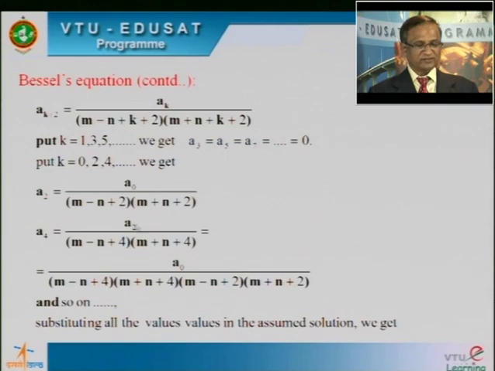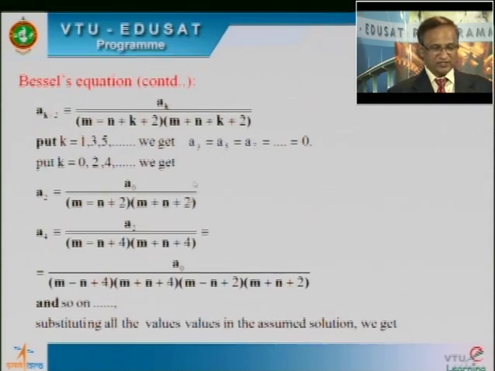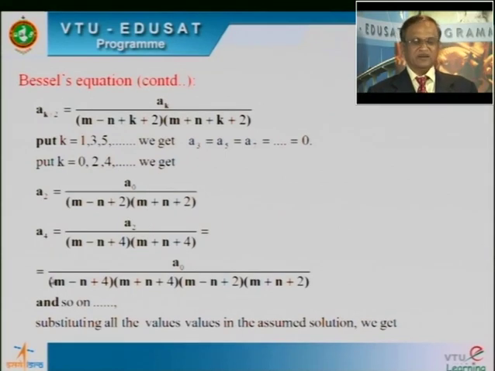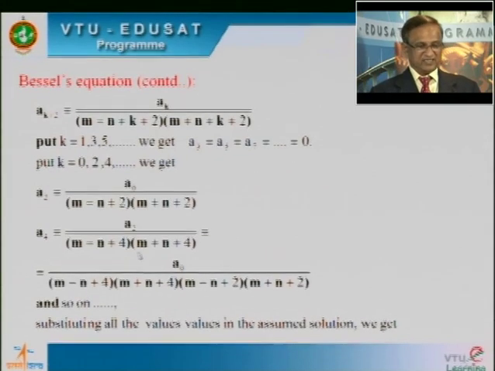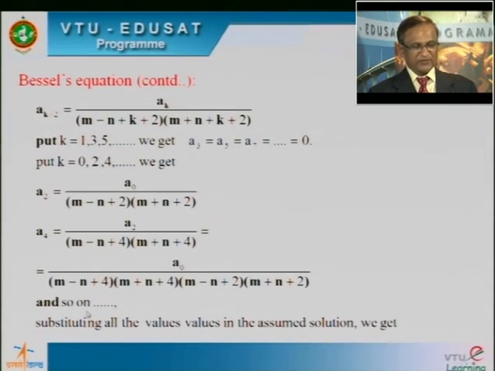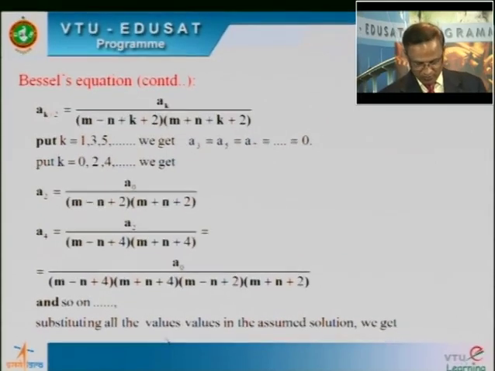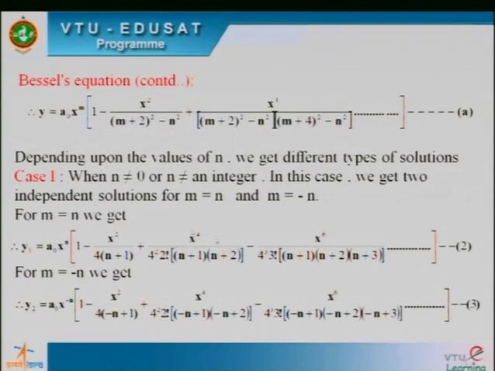And you know the value of a2, right. You can substitute and you can simplify. I hope you will get in terms of a naught. So a4 is equal to a naught divided by m minus n plus 4, m plus n plus 4 into one more factor is m minus n plus 2 and last factor is m plus n plus 2 and so on. So like that I can obtain a6, a8 and so on, and we can substitute all these values in the assumed solution.